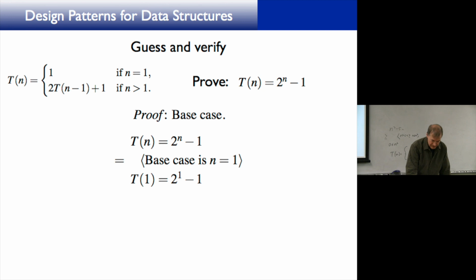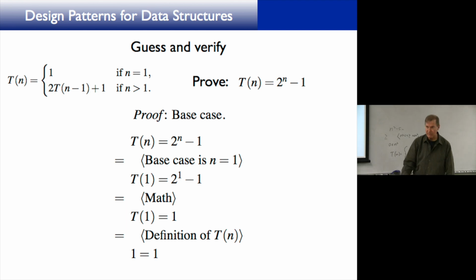By the definition of T of n. Okay. So T of 1, by the definition of T of n, is 1, equals 1. So that one's done. The base case is done, right? When you say definition of T, it's referring to that specific T? Yes, it is that specific one.